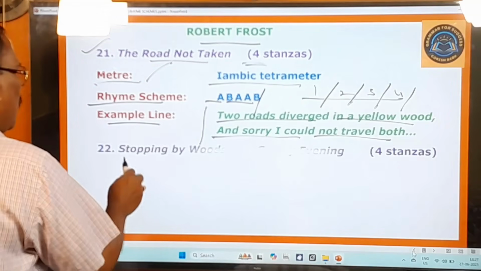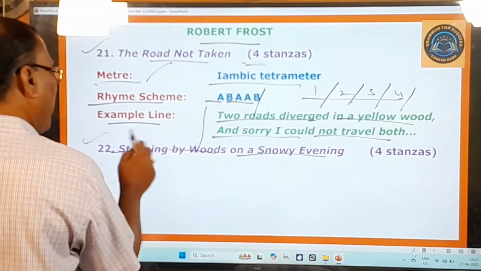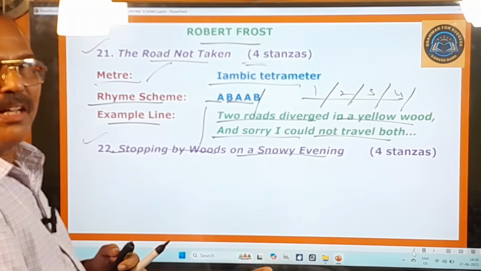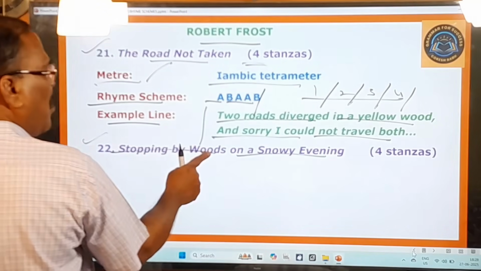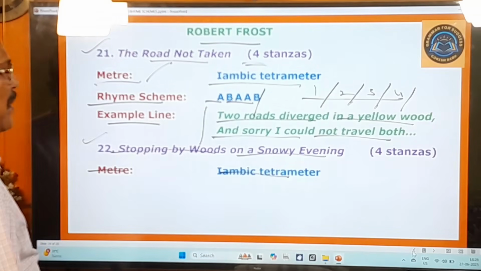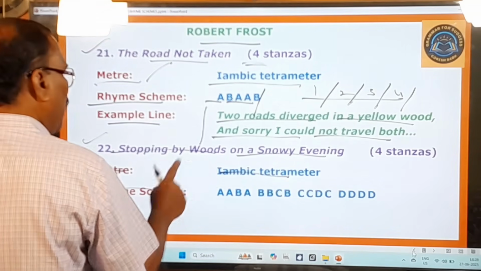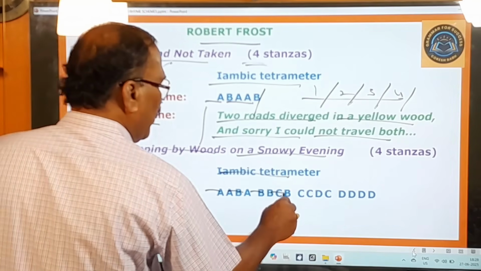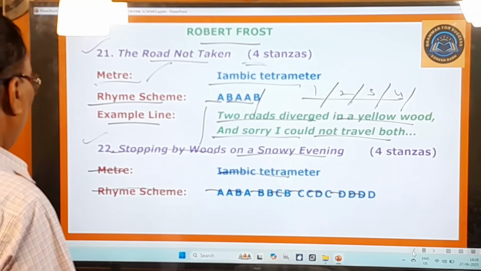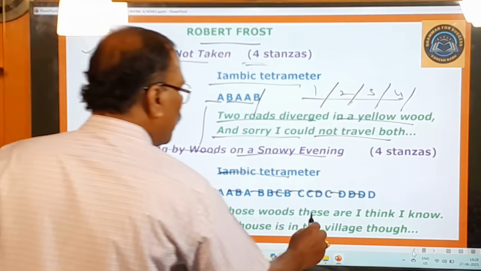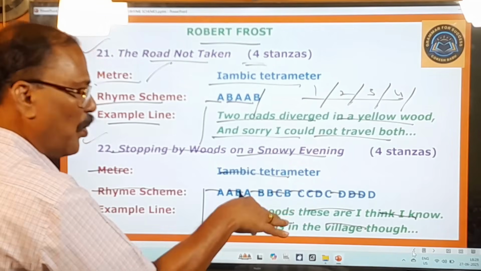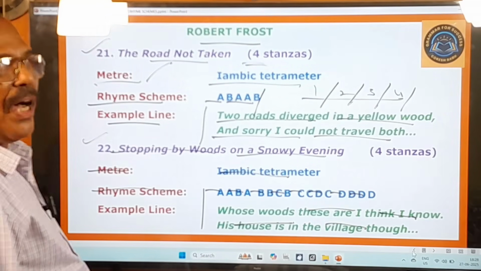And here you pay attention. Stopping by Woods on a Snowy Evening. It's a very beautiful poem. I taught this poem to so many people. It's a very popular poem of Robert Frost. The meter followed in this is iambic tetrameter. And the rhyme scheme followed in this poem is AABA BBCB CCDC DDD. That is there. Now one example I would like to give you here: Whose woods these are, I think I know. His house is in the village, though. So beautiful. Now you move on to other poems.